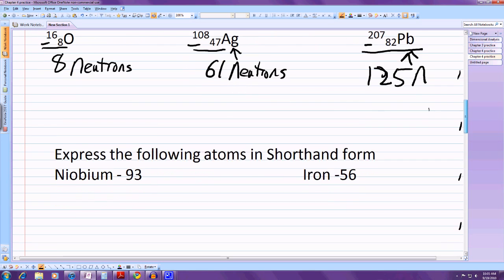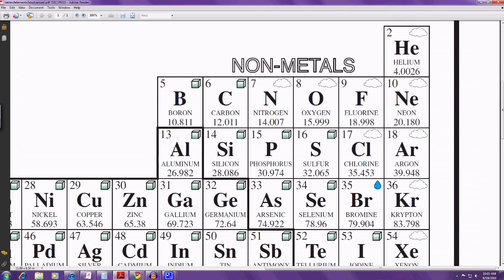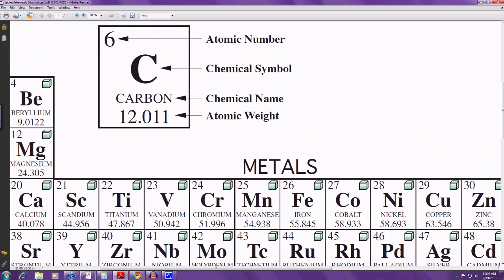Alright, and then for our last part here, we're going to express the following items in shorthand form. So niobium is 93. We know that that 93 there tells us the atomic mass. We know that that 56 there tells us the atomic mass. We need to find the atomic number for each of these. So niobium, let's look at the periodic table here. Let's find it. It's in the middle. It's in the transition metals.